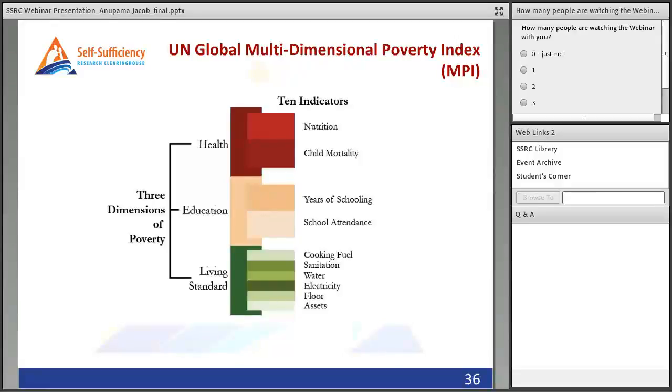So the global MPI also focuses on the three dimensions of health, education, and standard of living, with indicators for each of those dimensions. But unlike the Human Poverty Index, which was a composite index, the global MPI allows an analysis of the joint distribution of deprivations or disadvantages, and is really designed to capture the multiple deprivations an individual might face with respect to these dimensions.